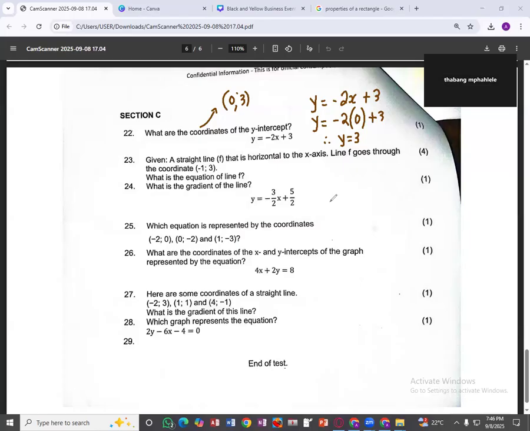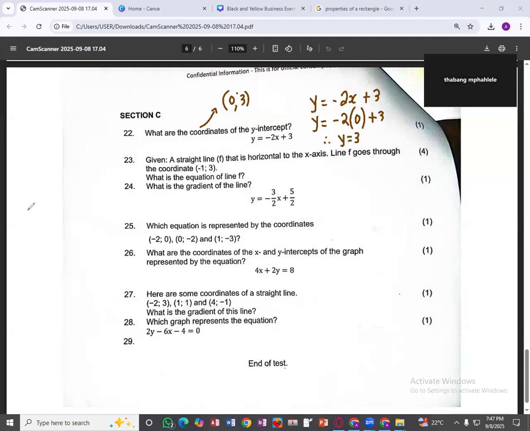Okay, let's go to 23. Given a straight line function f that is horizontal to the x-axis, line f goes through the coordinates (-1, 3). What is the equation of line f? Given a straight line f that is horizontal to the x-axis, line f goes through the coordinates (-1, 3). What is the equation of line f?